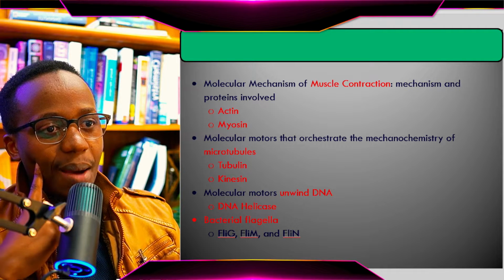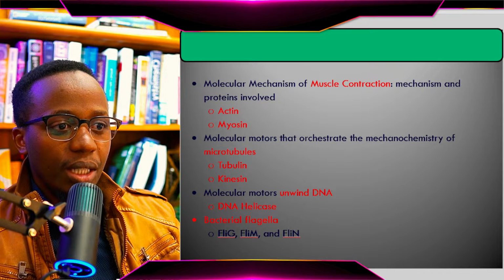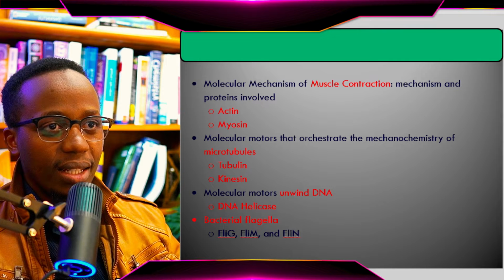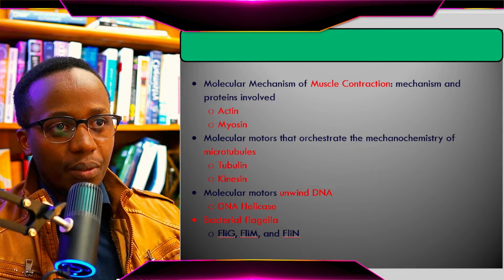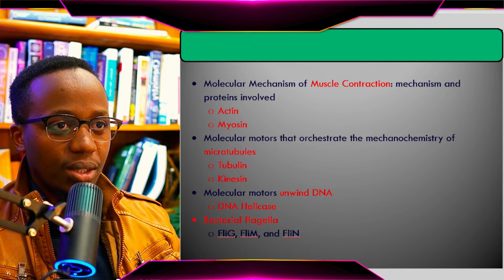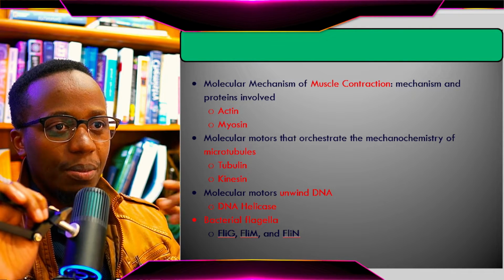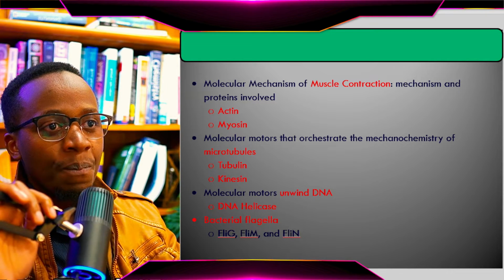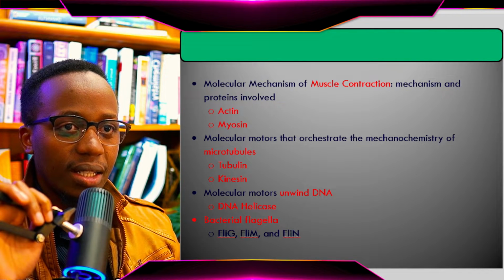All right, so these are examples that we're going to look at today. So one is the molecular mechanism of muscle contraction, right? You might have heard of actin and myosin and how they work together. That's a molecular motor. And another one is the cytoskeleton, right? The things that keep the cell intact, pretty much. So we have microtubules, tubulin, kinesin, and things like that. You have molecular motors that unwind DNA and bacterial flagella and stuff like that.